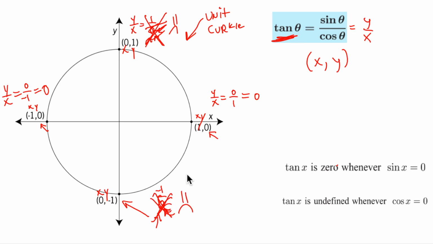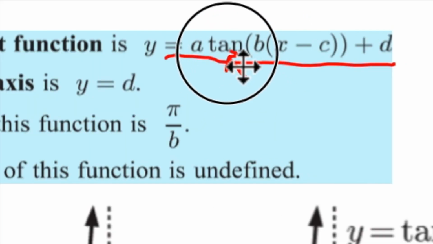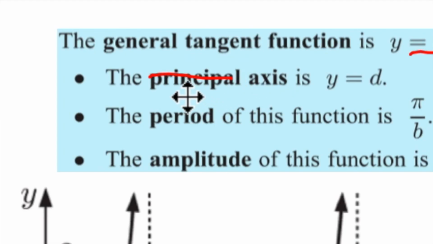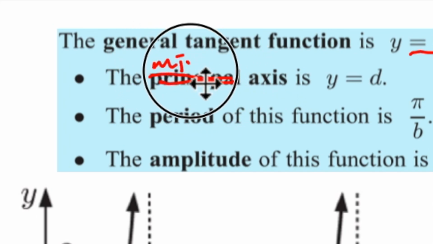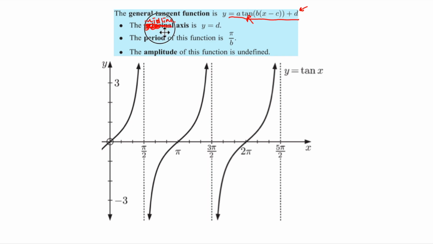Now, take this property and look at our equation here. So if you see here, the general tangent function looks pretty much like the sinusoidal functions we've been looking at so far. The only difference is now we have tangent. So here, D, that is our midline. They call it principal axis. That's two big words for me. I just say midline, because the word mid is in it. We know that's the middle line. It cuts it in half horizontally.